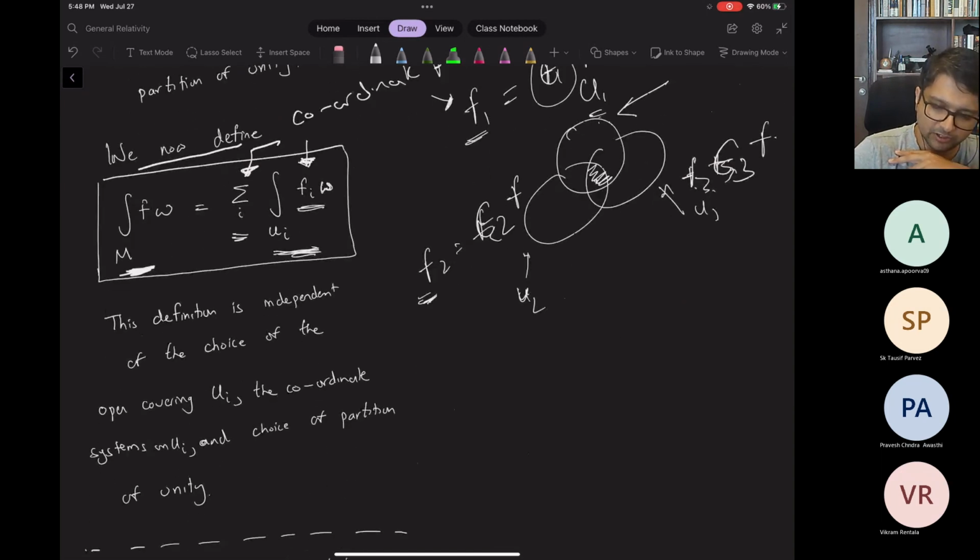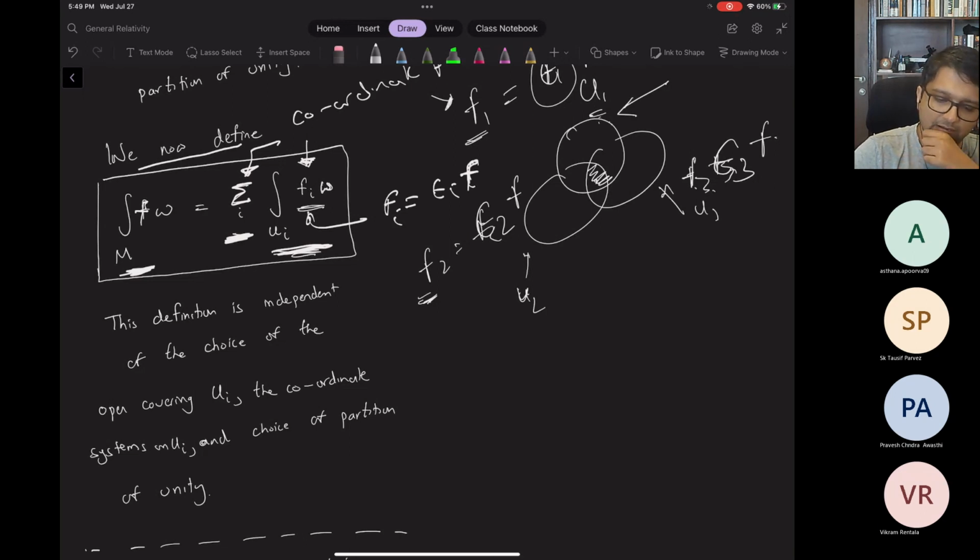Finally, what you get is a definition of this integration. Using this partition of unity, I've split the integration over the manifold into an integration over patches. Each point lies in a finite number of patches by the assumption of paracompactness. I do the integration over patches, but I don't integrate the full f; I integrate the f which is weighted by these epsilon i's.